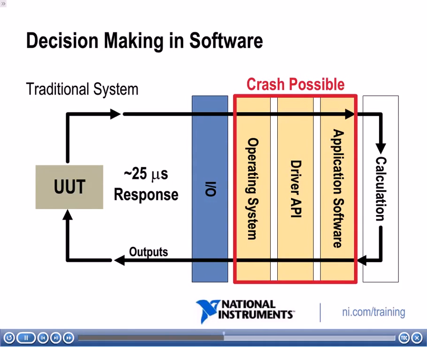Now, if you're running this, a crash can occur either at the OS level, at the API level, and also at the application software level. So there are several places for a crash to occur. Also, if you're running this on a Windows OS, you're going to get response times in the range of milliseconds. If you're running it on a real-time OS, you get some better performance. You can get things in the range of microseconds. However, because both of them are running on OSs, there are many places for a crash to occur.